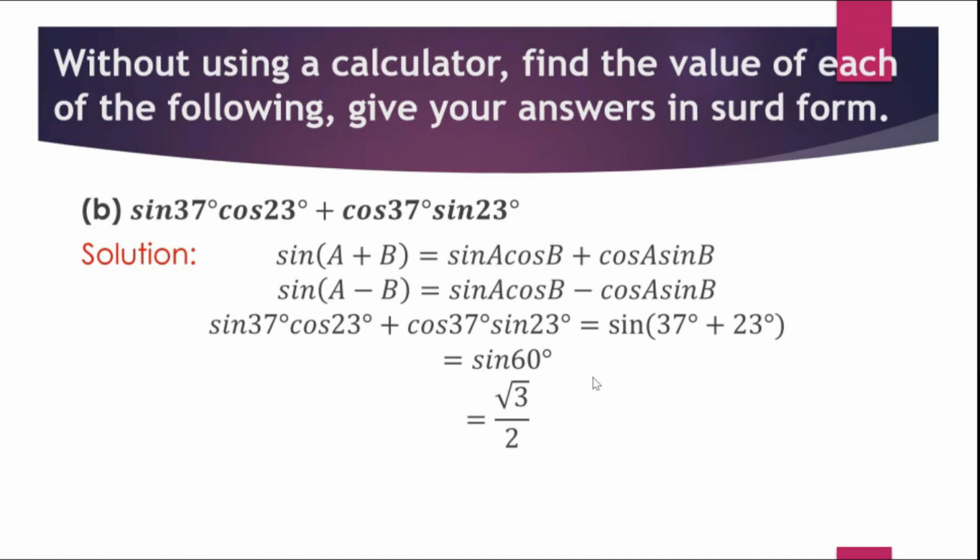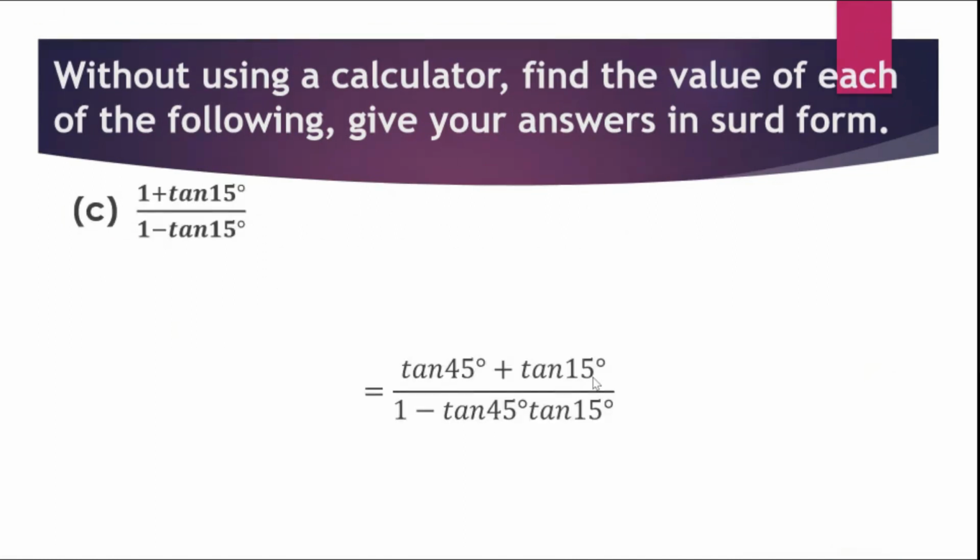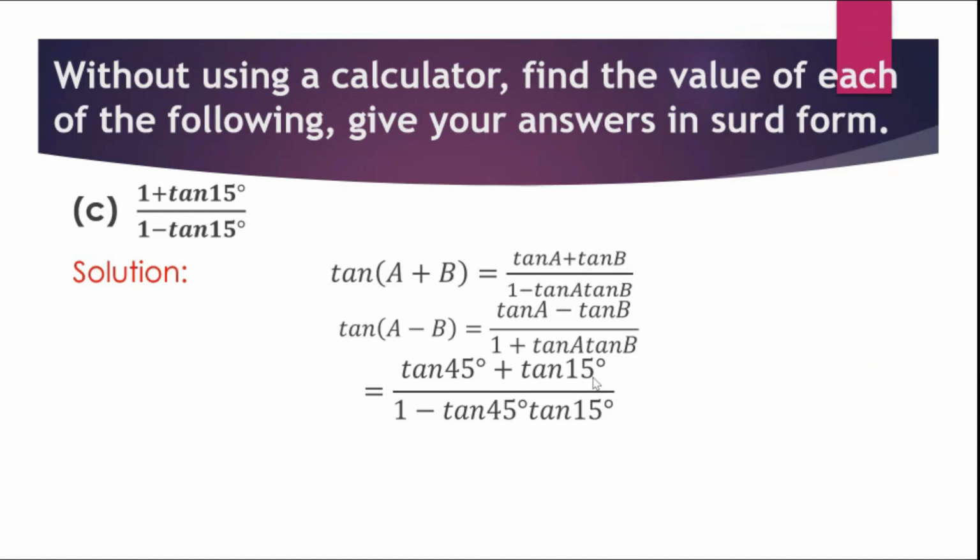Okay, last one. 1 equals tan 15 degrees all over 1 minus tan 15 degrees. Okay. So, meron tayong dalawang option for tangent. We have A plus B and A minus B. So, based from the given, it looks like the first one. Yung nasa taas, ito.